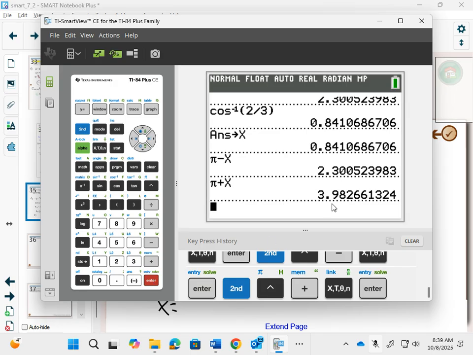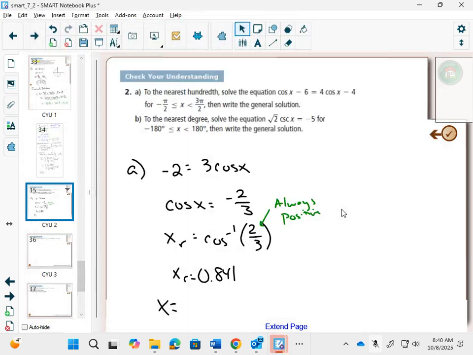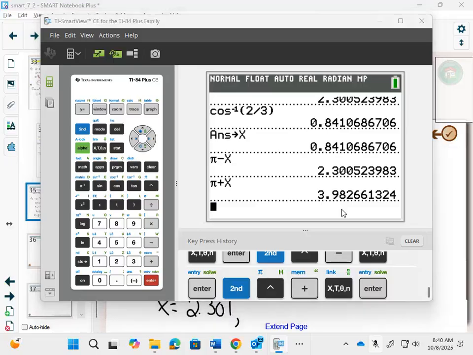2.301 and not 3.983. Didn't remember the other one. 3.983.